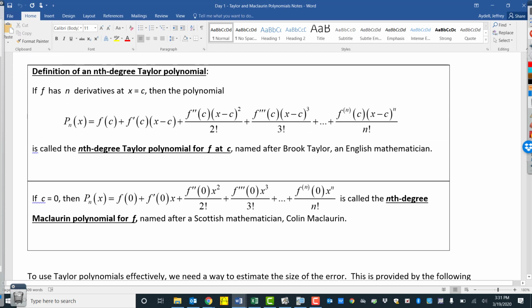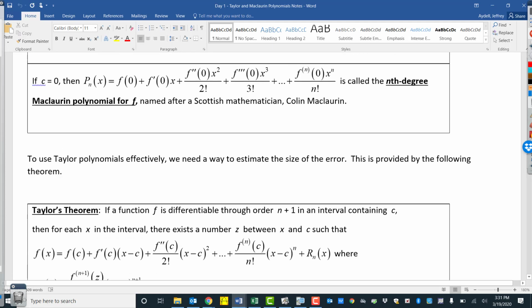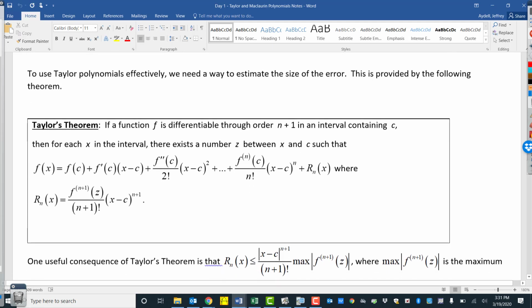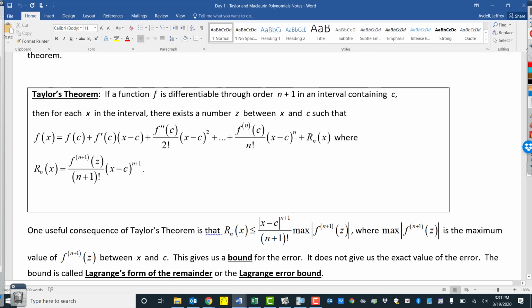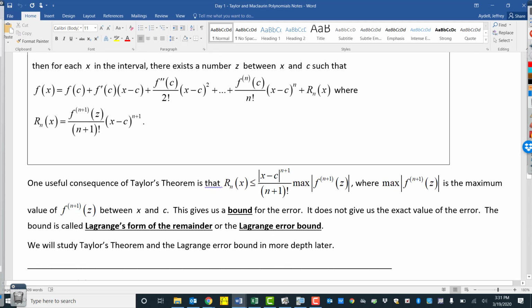So we said earlier that these were the formulas for an nth degree Taylor and Maclaurin polynomial. Now, this leads us to what we call Taylor's theorem. We're not going to do too much with it today, but this is an important theorem to know later. So go ahead and pause the video and write this down. This says that R sub n is what we would call the error of the next term.